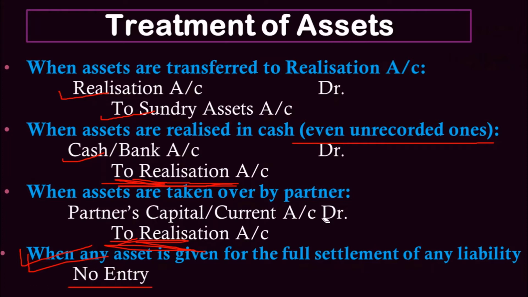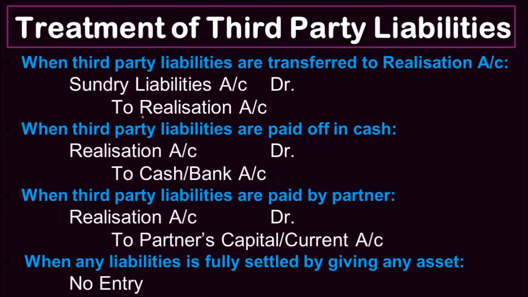Now let's talk about the treatment of liabilities. When we say liability, we mean third party liability. First and second party liabilities are not considered. I have already explained that first party means the firm and second party means the partner. Very first, we need to make the payment to third party liabilities, and for the same we prepare the realization account. Second and third party liability do not have anything to do with that.